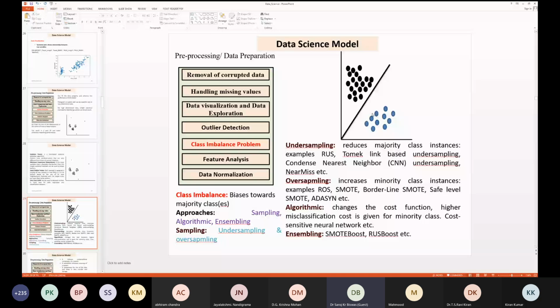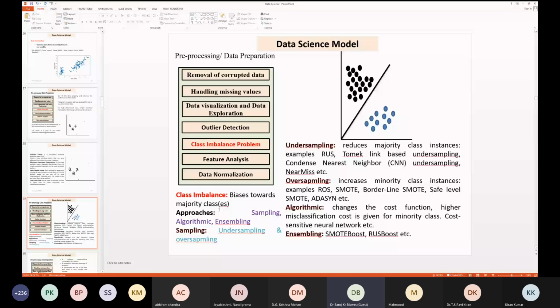So what can we do? Whenever we have the class imbalance problem, it biases towards the majority class. If it biases towards the majority class, then finally the performance of the classifier will drop. So fortunately, now the question is how we can handle it. Yes, we can handle it. Fortunately, we have a number of machine learning algorithms by which we can sort out this class imbalance problem.